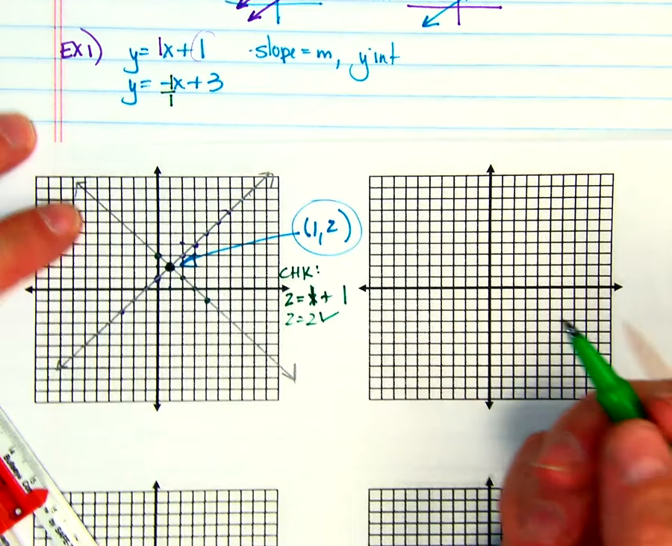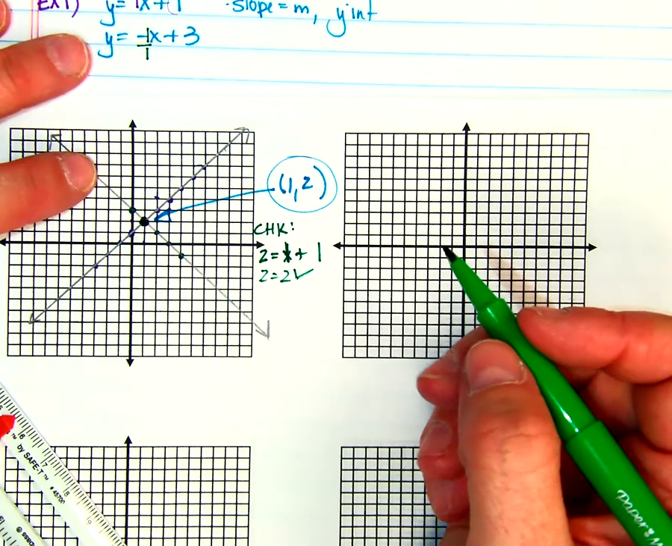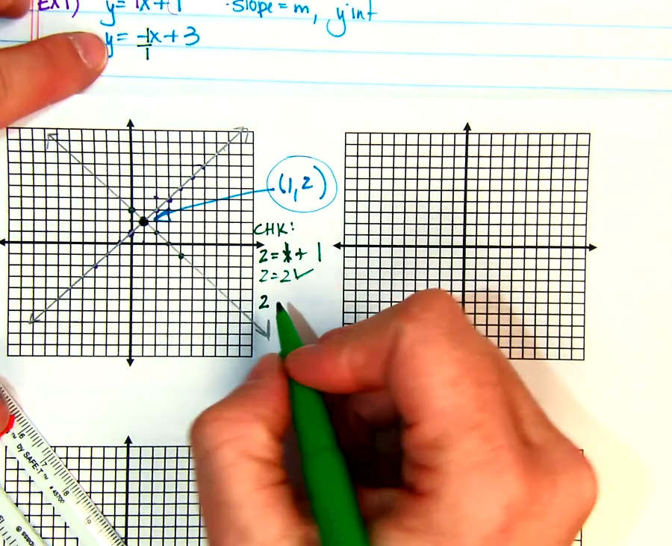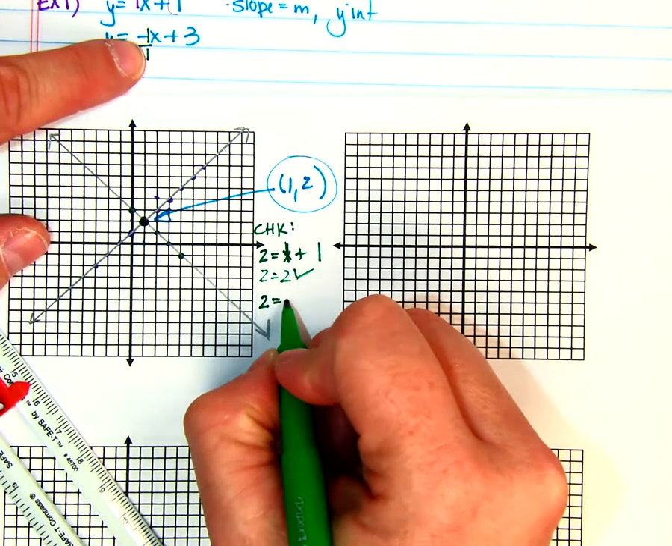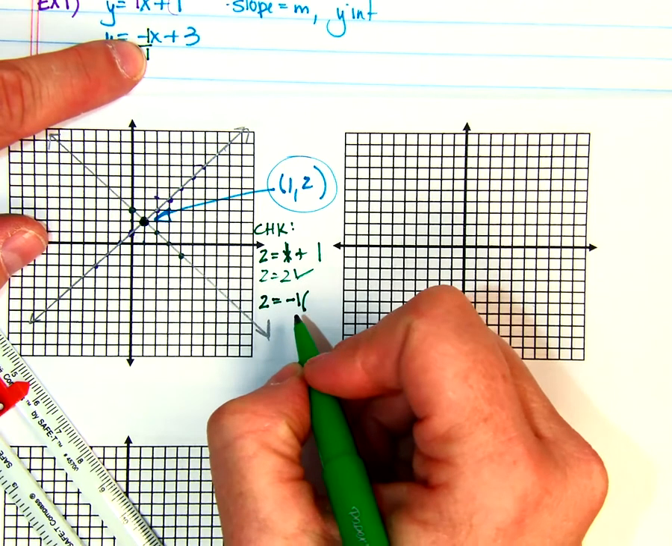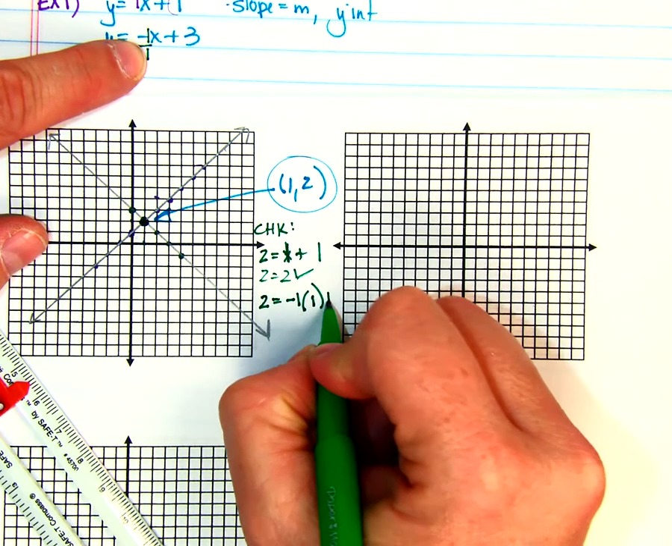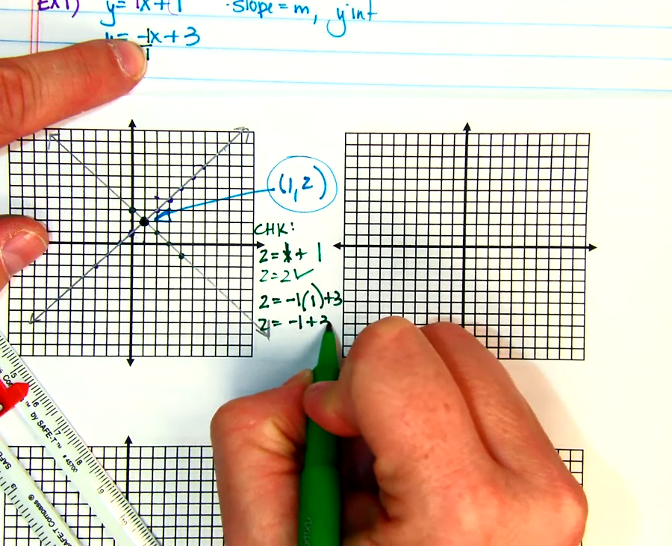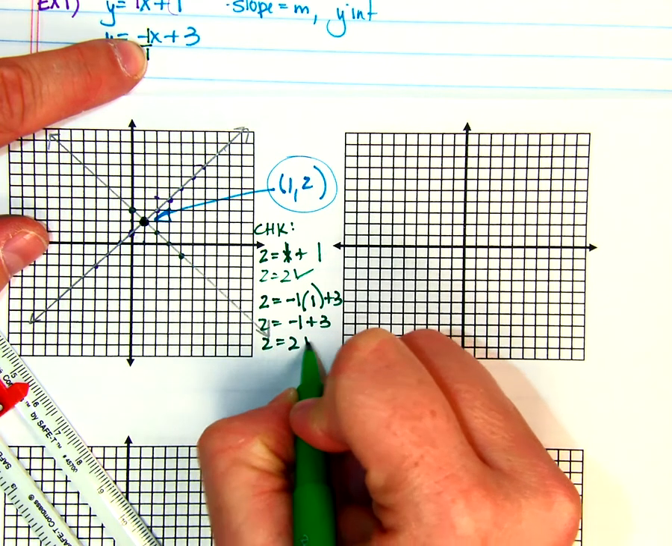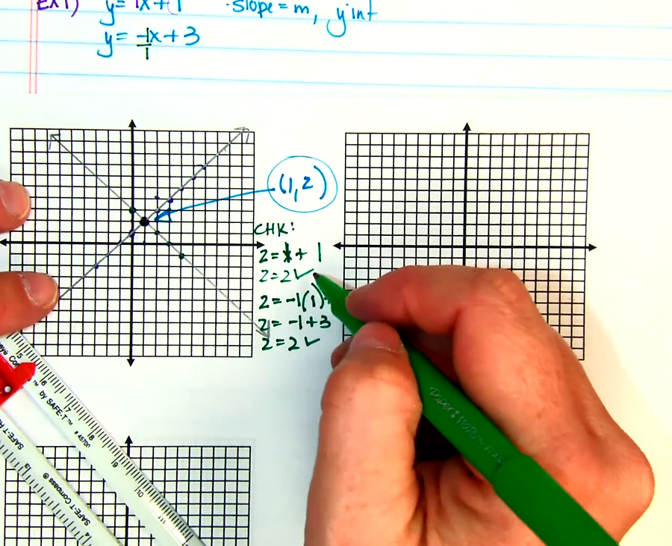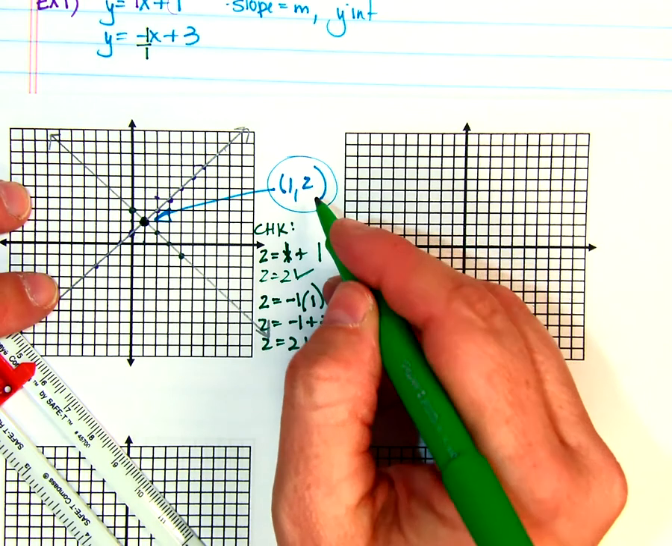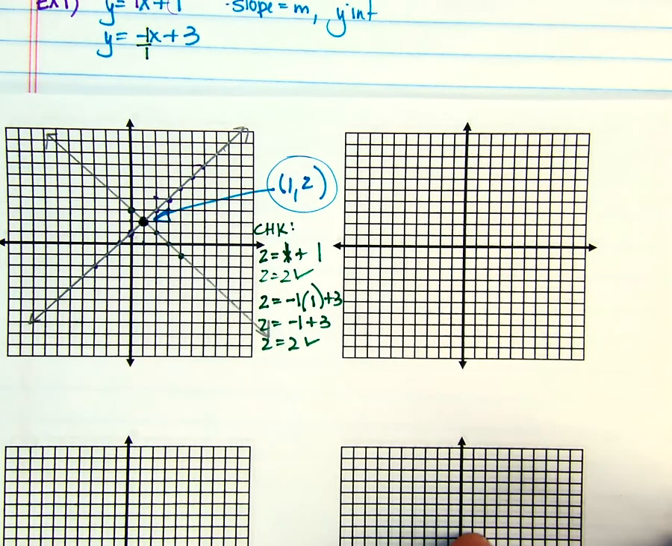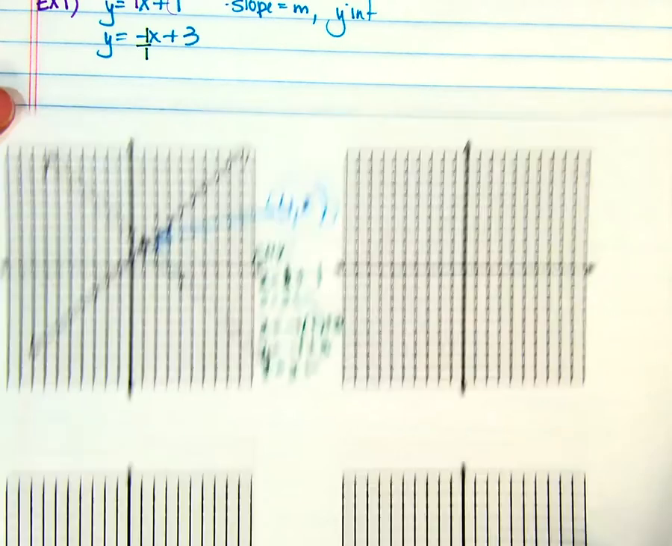It checks. But I gotta check both of them. If I put a 2 in for y equals negative 1 times my x, which is 1, plus 3. 2 equals negative 1 plus 3, and I'm back to 2 equals 2. It also checks. This ordered pair has to work in both of them to truly be a solution. Do another one.